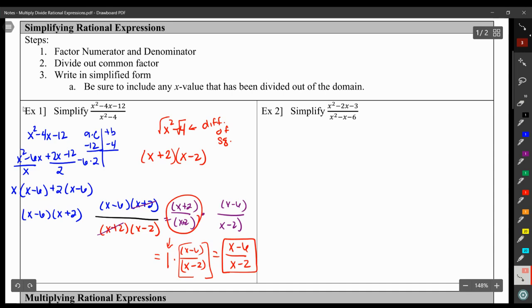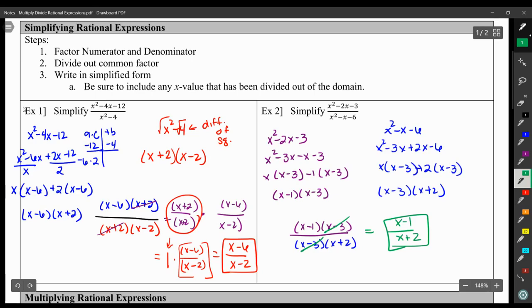Now, I want you to try example 2. We don't need to go through all of this process. Simply factor and then divide out any common factors. Pause the video, try number 2. And here's your solution for example 2.